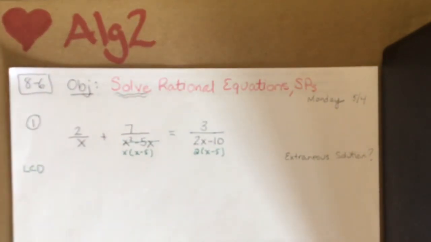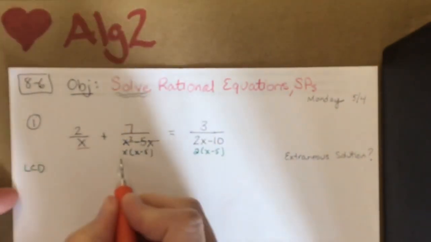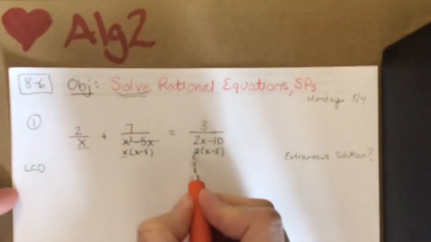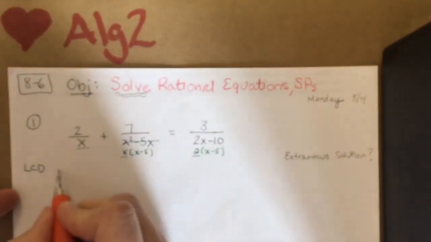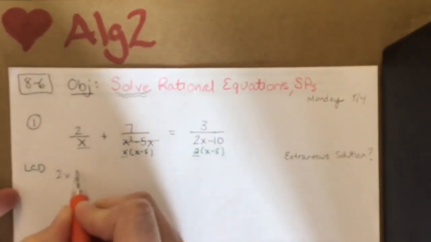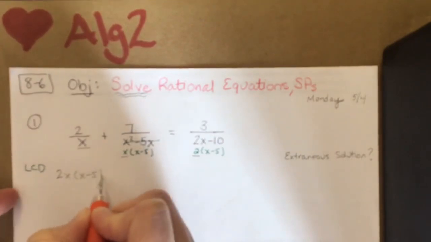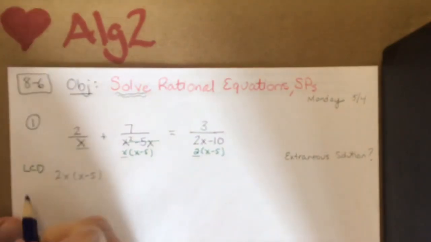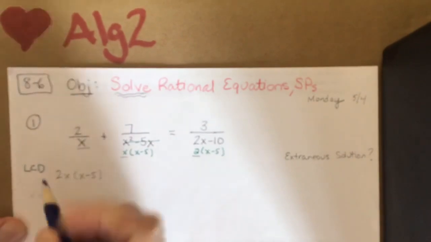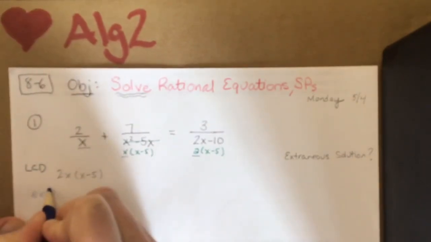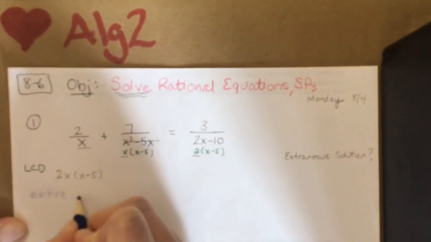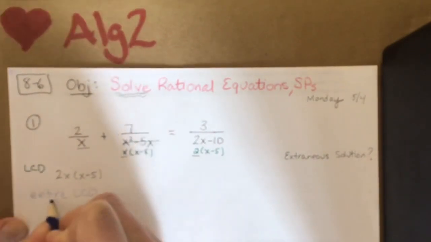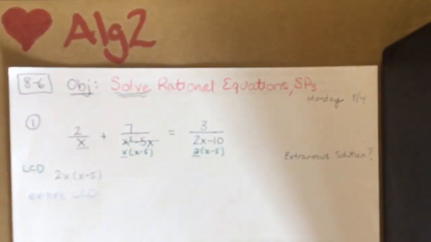You look, you need x from the first two and 2 from that last one, so 2x, and you also need x minus 5. So the LCD is 2x(x minus 5). Now here's what you do when you solve. You're going to distribute the entire LCD to every term on both sides.